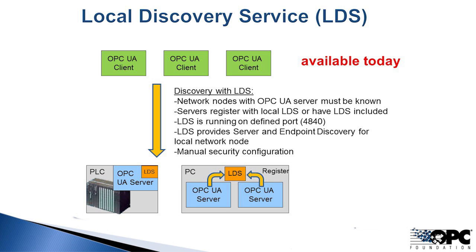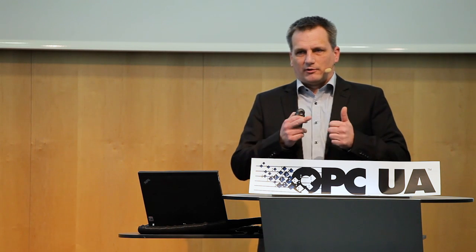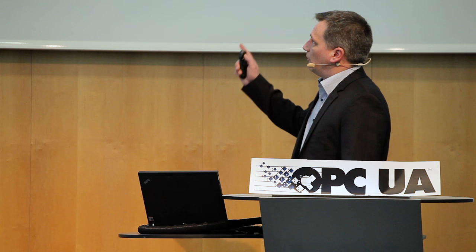So the LDS is something similar to the classic OPC enum. So it shows locally if there are more OPC servers, more than one installed on one box, then the LDS will give the client the information which OPC servers are there and how to connect to them. So the client always is doing the same. It always connects, finds the servers, and then gets the endpoint description to connect to it. And the OPC servers, if there are more than one on one box, they register at the LDS to give the information how to connect to them.